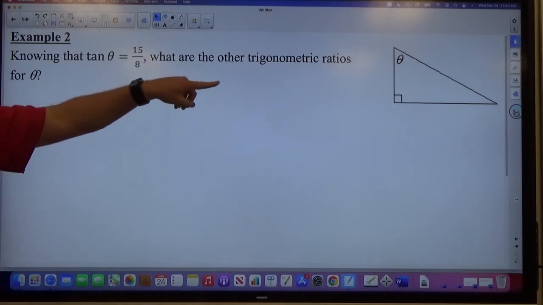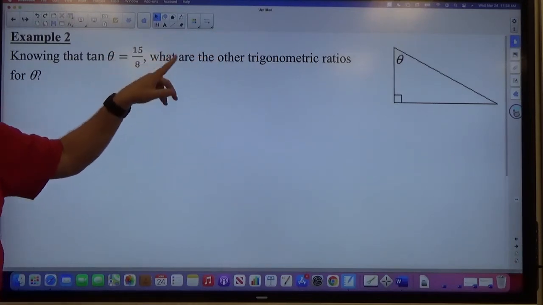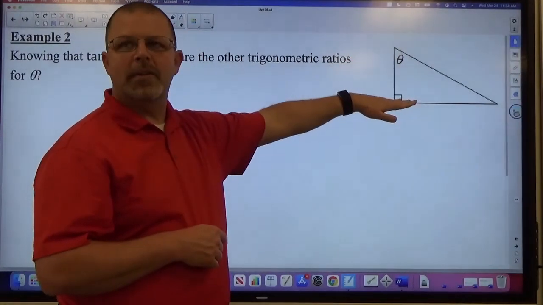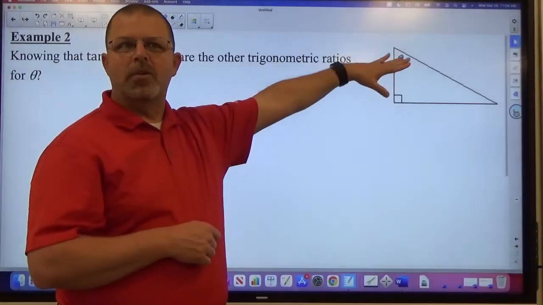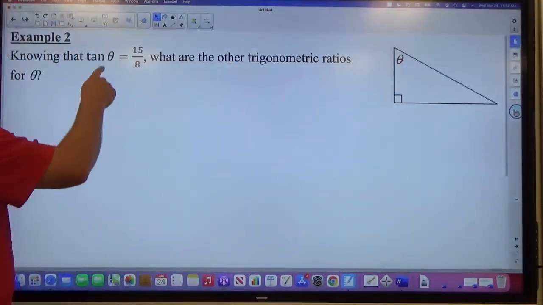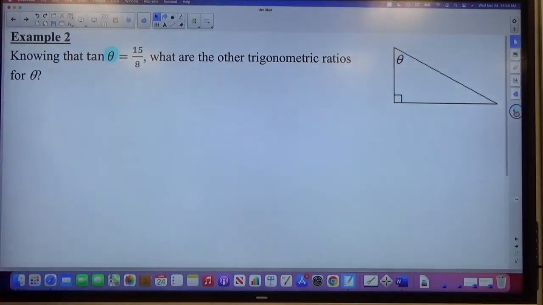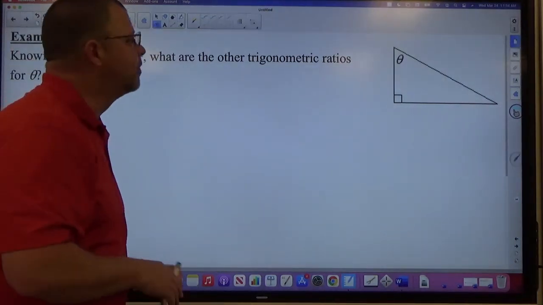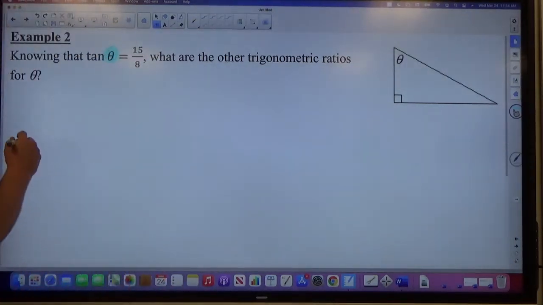Notice I don't have any side measures written in the triangle yet, but I do have my right angle marked and I have my theta marked. The right angle has to be in there, and you have to have one of your acute angles marked as theta. I'm choosing theta again because that's the angle they're telling me. If they use some different Greek letter, use that Greek letter. It doesn't matter what they use. Now, the two things I need to worry about are the Pythagorean theorem and SOHCAHTOA. I don't have any numbers yet, so I can't use the Pythagorean theorem, so I'm going to jump into SOHCAHTOA right away.